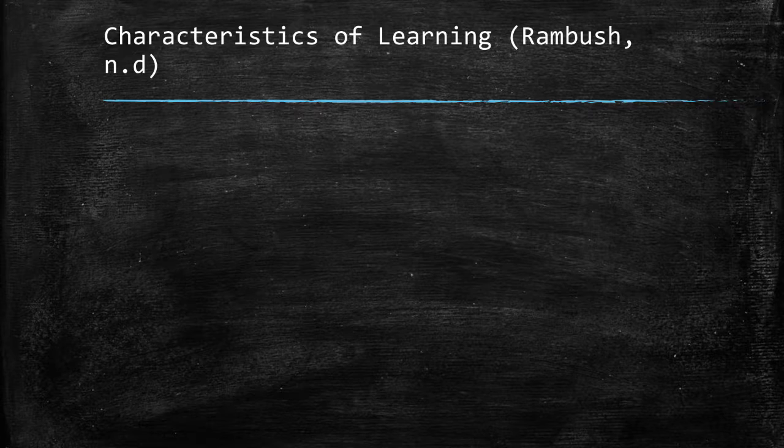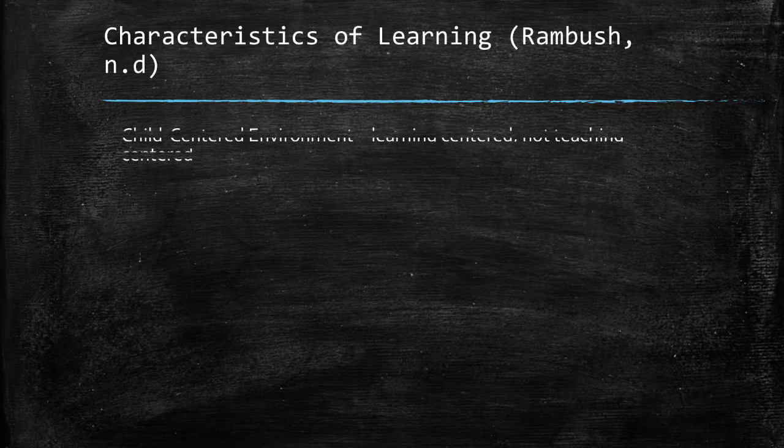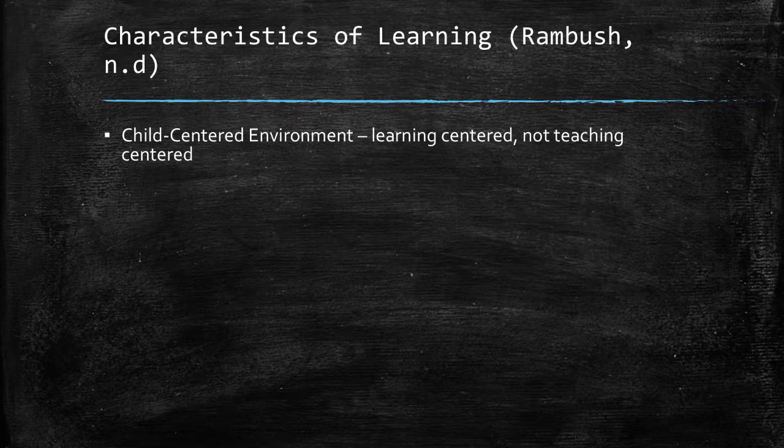So the characteristics of learning for this methodology are defined by Rambush, but these characteristics can be found throughout the different Montessori schools throughout the world. Rambush, though, is the reference that I'm using. So first, it's a child-centered environment. So it's learning-centered, and it's one of those areas that we've been focusing on. And it's not teaching-centered, which means the activity is not a traditional lecture where the teacher provides knowledge to the student in a classroom environment.